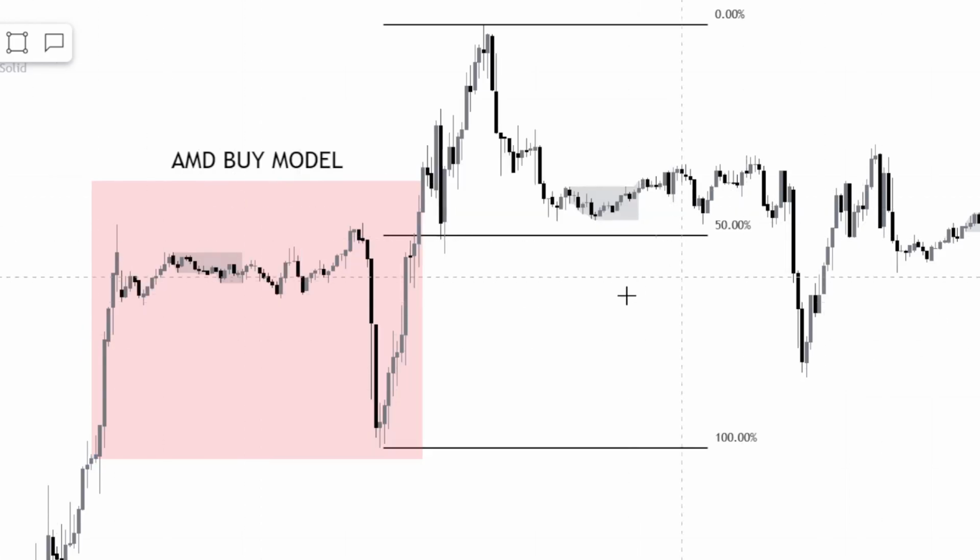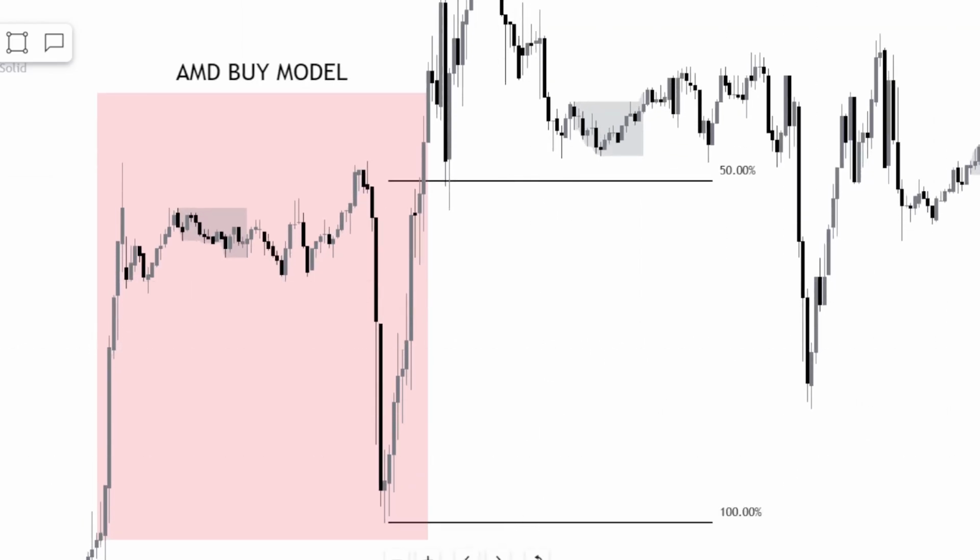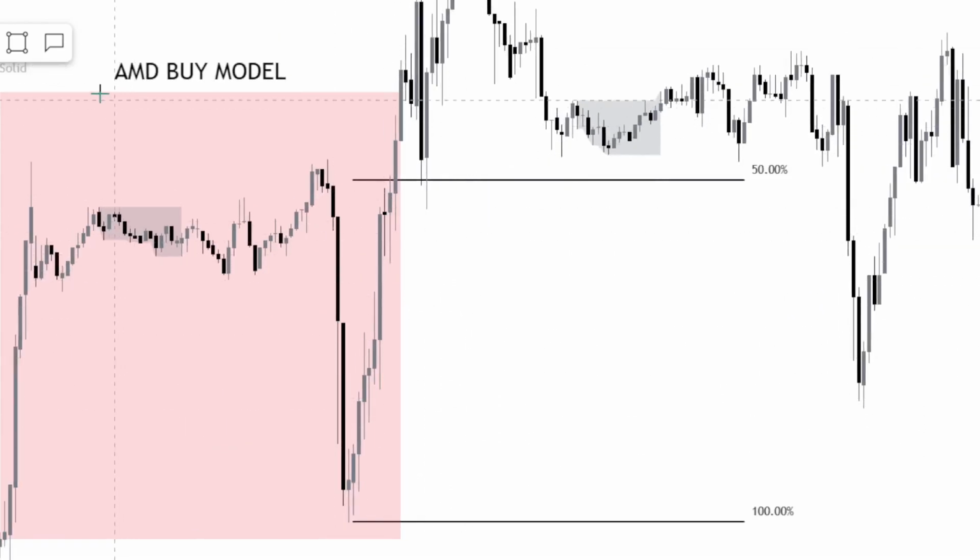So now that we have an AMD buy model, what we're looking for is price to reach a discount where there's a fair value gap. It's that simple. So if I draw your attention to this candle over here, this is our fair value gap candle over here.